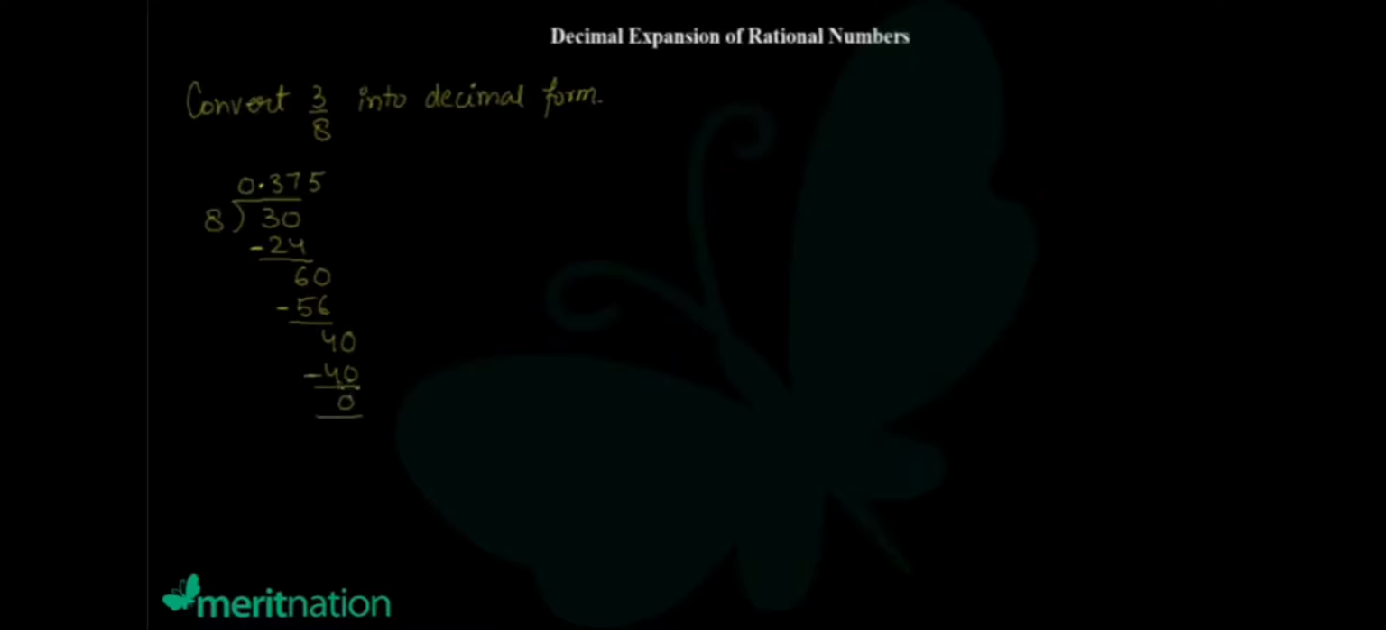As soon as we have 0 as the remainder, we stop and say that this is the decimal expansion of the given rational number. Yes, so 3 by 8 can be written as 0.375 when expanded in the decimal format. Now here you can observe that this decimal terminates at 5. It does not have any further digit after 5. We call such decimals terminating decimals.